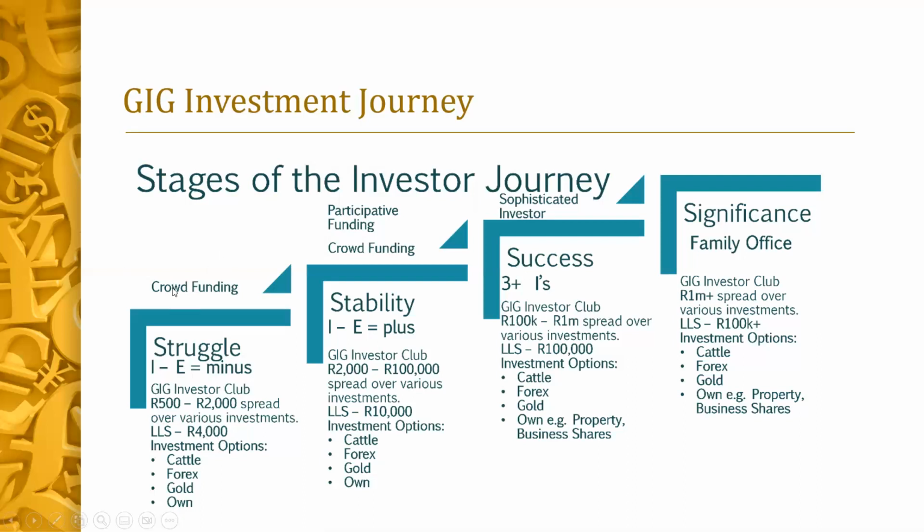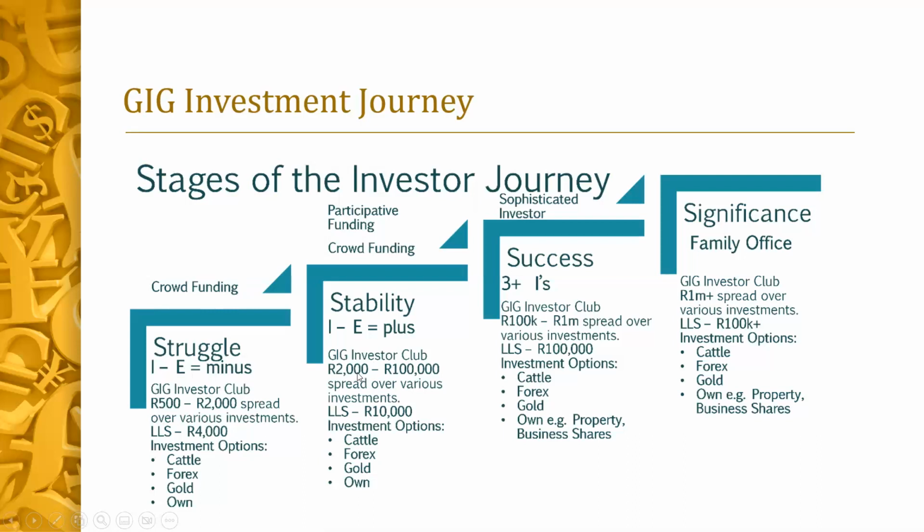Now, we refer to this stage as crowdfunding because your own money is not enough to make a big dent in an investment opportunity. But with a crowd's money of 500 Rand or 1,000 Rand, one can start funding a substantial project. Then the next stage is called stability, where you have a surplus.